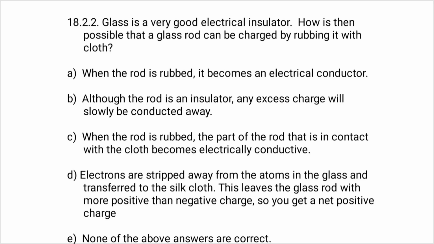Next, glass is a very good electrical insulator. How is it then possible that a glass rod can be charged by rubbing it with cloth? A, when the rod is rubbed, it becomes an electric conductor. B, although the rod is an insulator, any excess charge will slowly be conducted away. C, when the rod is rubbed, the part of the rod in contact with the cloth becomes electrically conductive. D, electrons are stripped away from the atoms in the glass and transferred to the silk cloth. This leaves the glass rod with more positive than negative charge, so you get a net positive charge. And E, none of the above answers are correct.